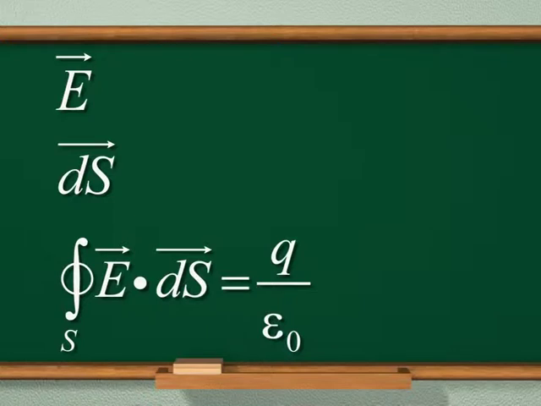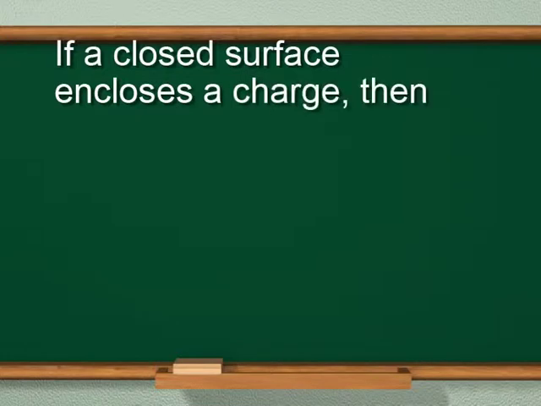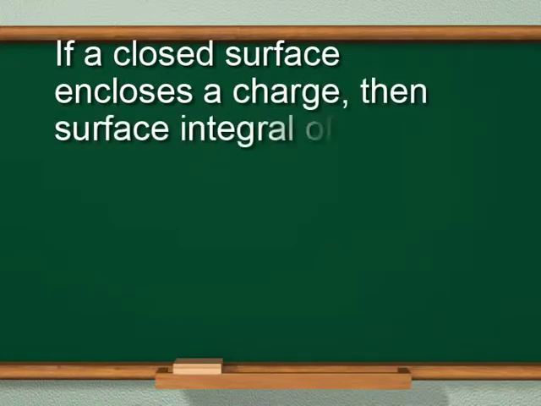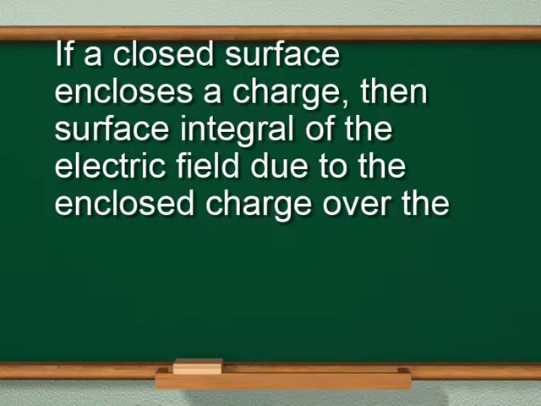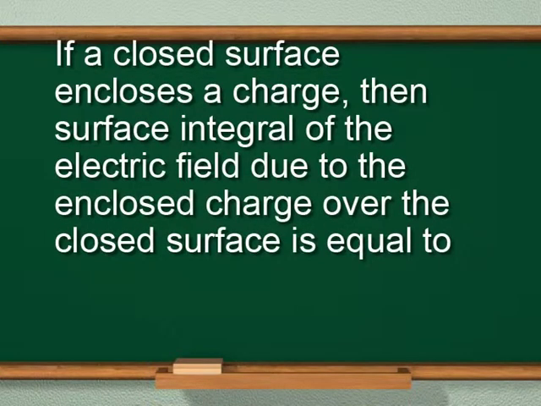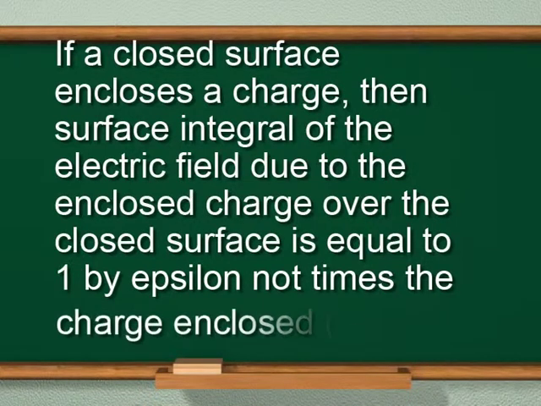Hence, we can restate Gauss law as: if a closed surface encloses a charge, then surface integral of the electric field due to the enclosed charge over the closed surface is equal to 1 by epsilon naught times the charge enclosed.